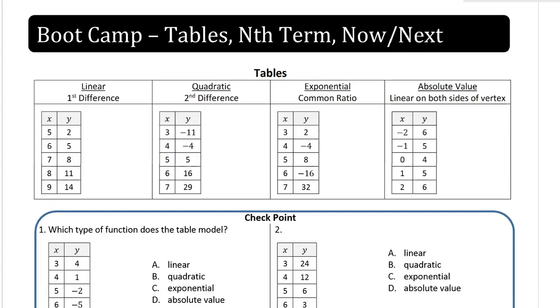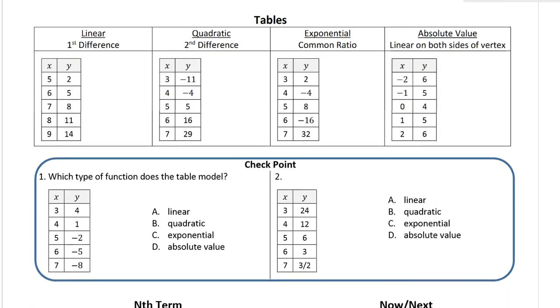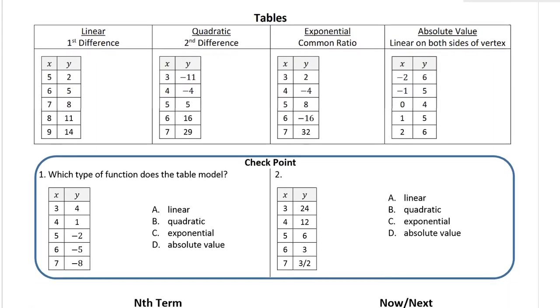Let us take a look at tables, nth terms, and NowNext problems. We have talked about tables here recently, so hopefully this is a good review for you. If you're given a table and you are trying to determine if it represents a linear, quadratic, exponential, or absolute value function, you are going to look for a first difference, or a common rate of change, a second difference, a common ratio, or that it's linear on both sides of the vertex.